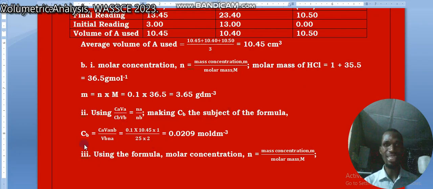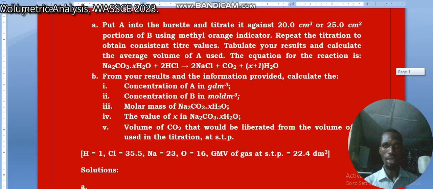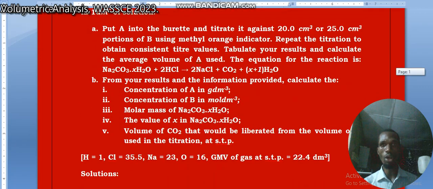And making CB the subject of formula, we have the expression here on the screen, and we substitute. We have it as presented here. So concentration of B is 0.0209 mole per dm cube. And we have the next question here. Calculate the molar mass of Na2CO3.X-H2O.